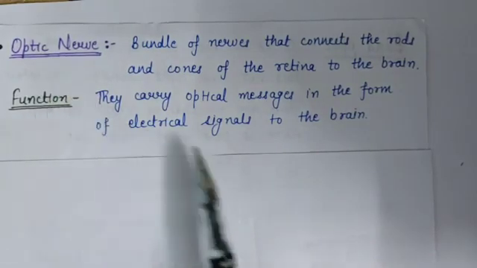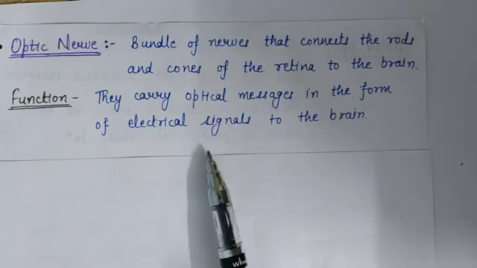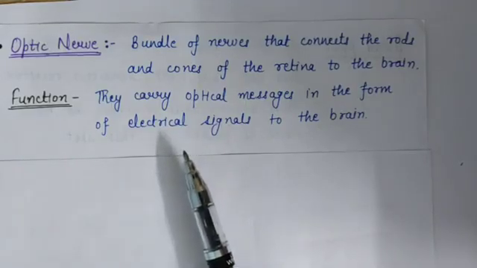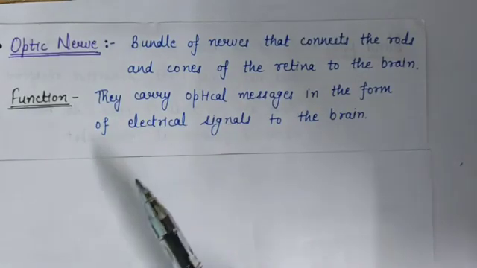So these are some parts of the eye. Now we will study how the eye works. Means now we will study about the working of the eye.